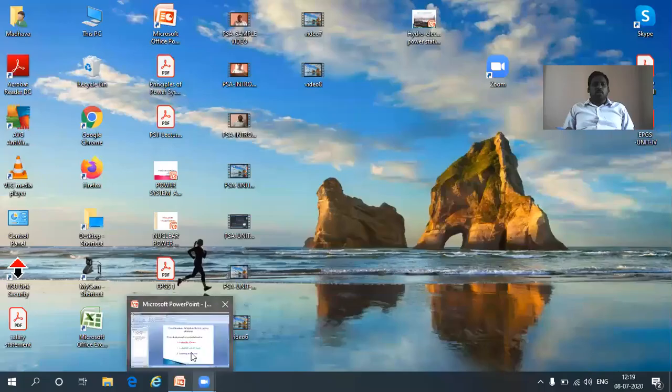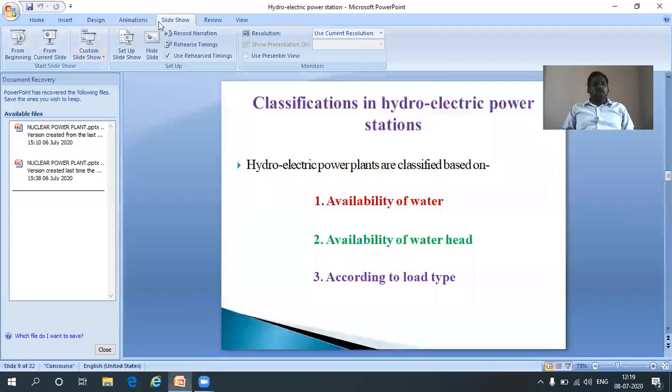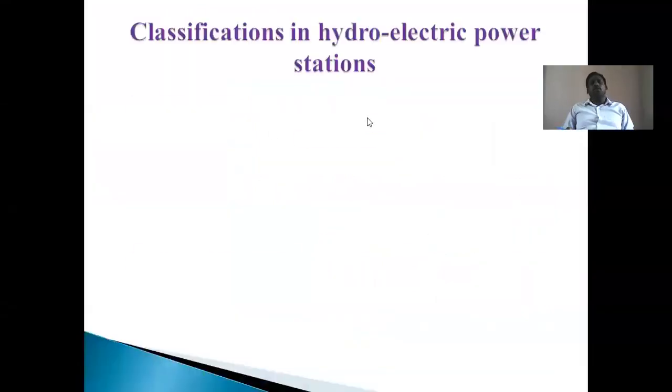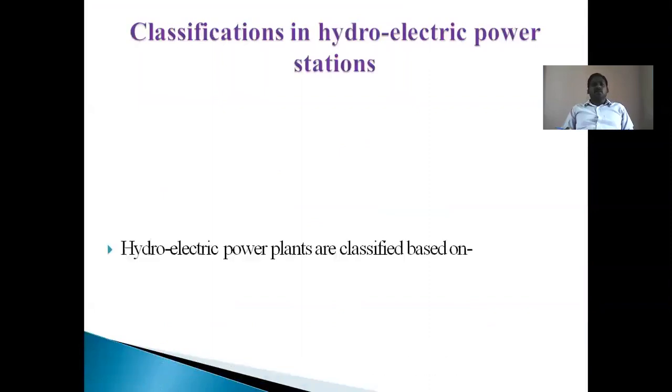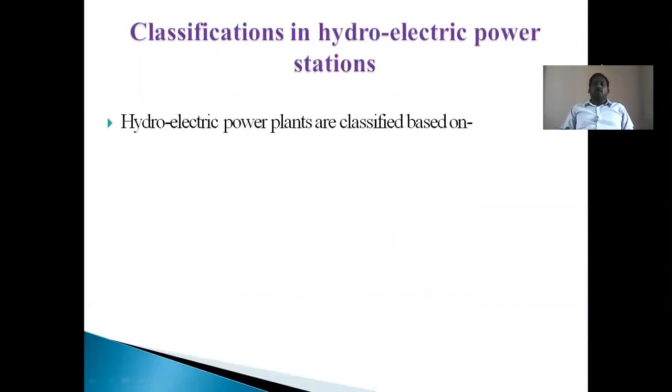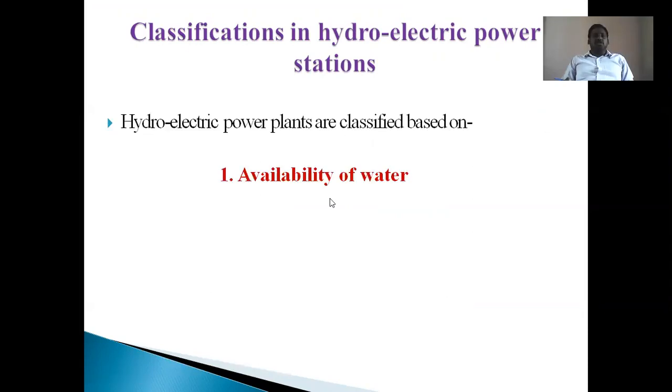So our next concept is classifications of hydroelectric power plants or hydroelectric power stations. Hydroelectric power stations are classified based on three important parameters. The first one is availability of water in the pre-designed water storage system, and next, availability of water head in the dam.